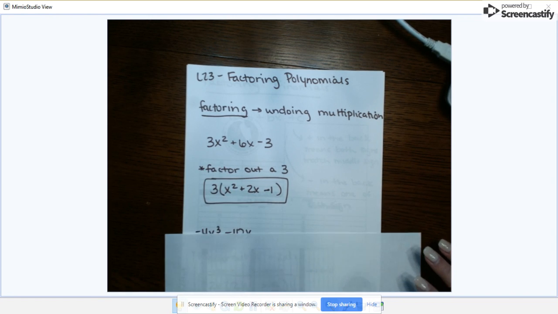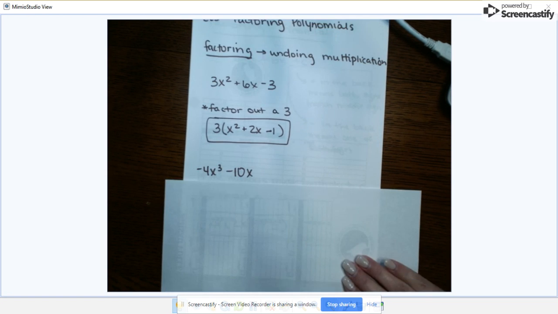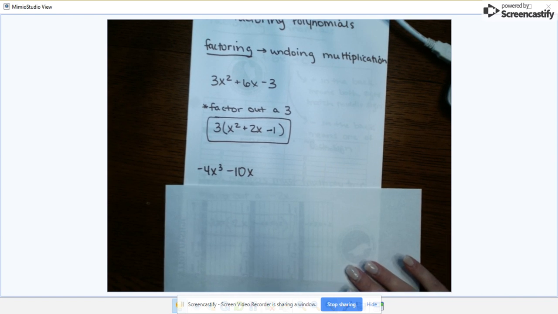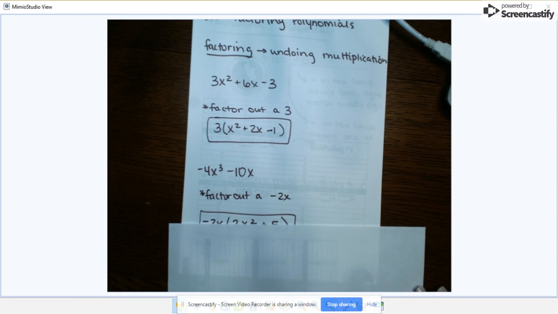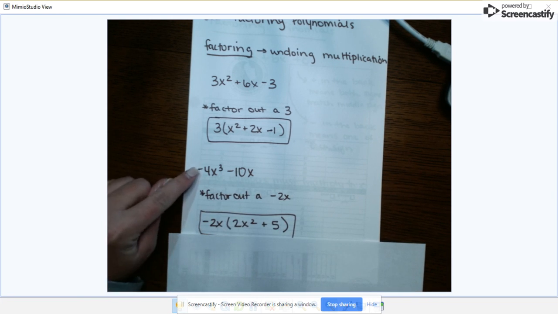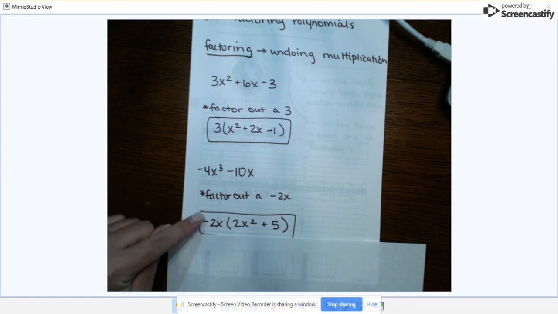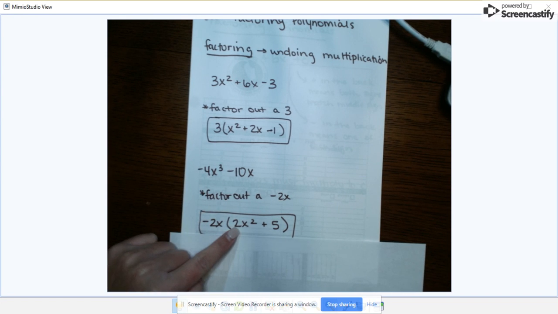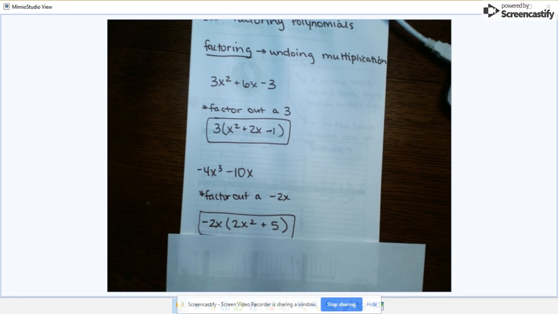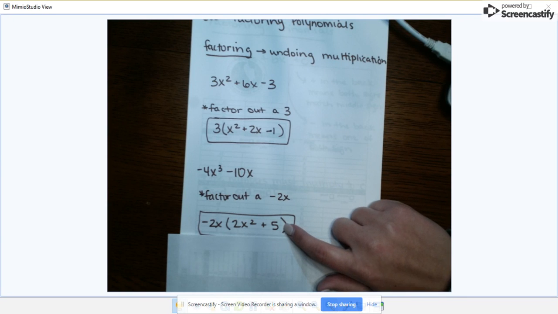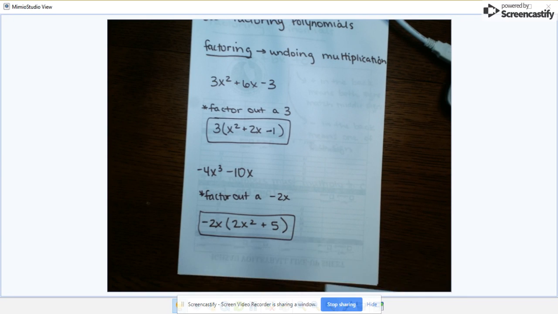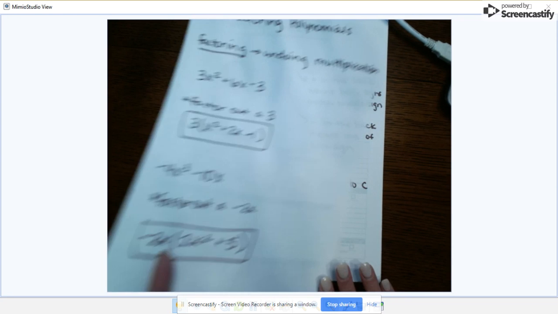Okay. Here's another one, negative 4x cubed minus 10x. We have to find what is the greatest common factor that negative 4x cubed and negative 10x share. Well, we know that they share a negative 2, and then they also share an x. So we're going to divide out that negative 2x, and that leaves us with negative 4 divided by negative 2 would be a positive 2, and then x cubed divided by x is an x squared. Similarly, negative 10x divided by negative 2x gives us a positive 5. Those are some basic ones.